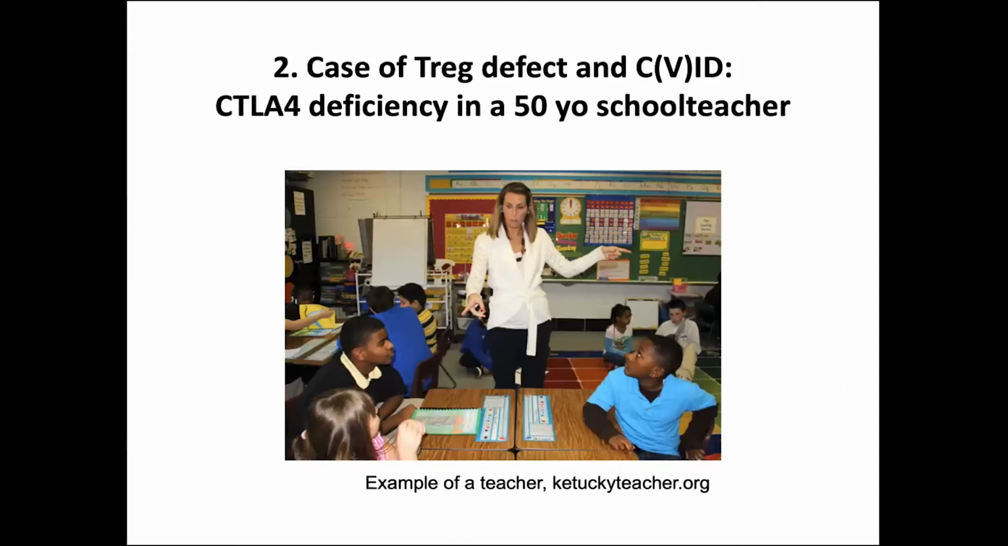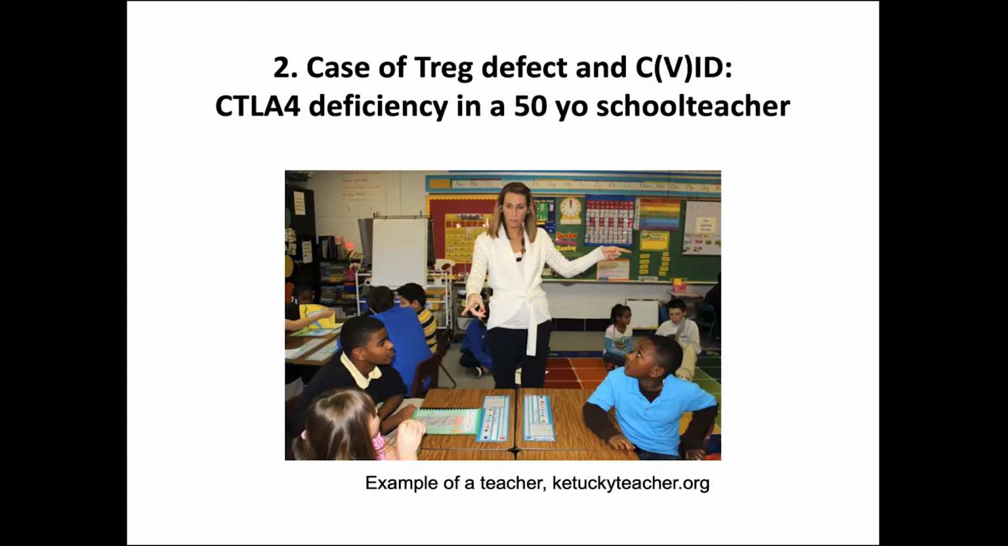Now I'm going to move on to my second case, which will be a little bit different by age and underlying disease. This is a case of a teacher who had a CVID phenotype. In fact, she was found to have CTLA-4 deficiency at the age of 50. And again, this is an example of a teacher on this figure. It is not our patient, but I just wanted to give you an example of a teacher who is always very busy.